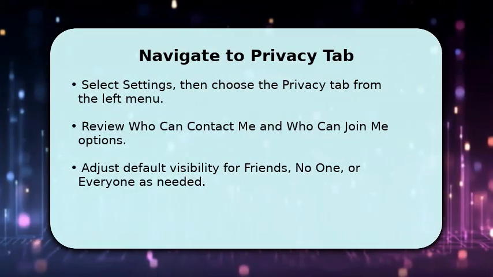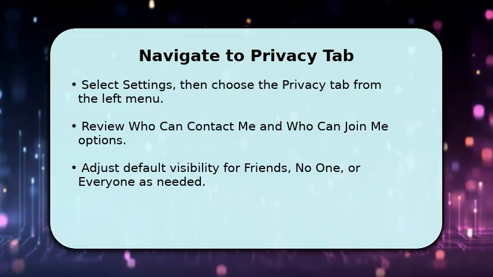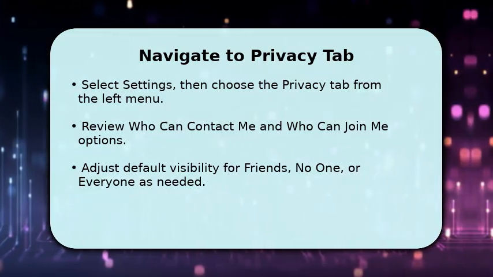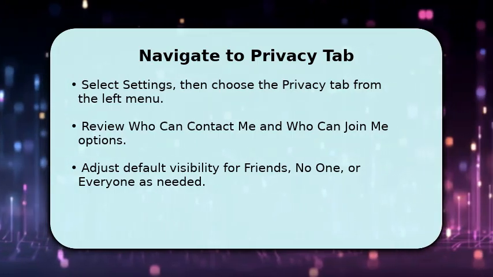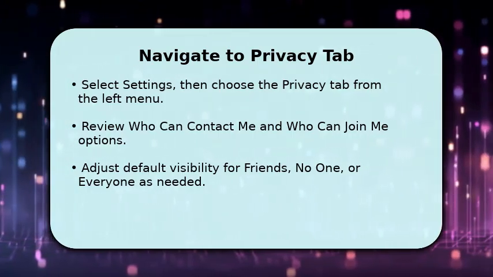Once in Settings, go to the Privacy tab. This is where Contact and Join permissions live. You'll see sections labeled Who can contact me, Who can join me, and other interaction controls. Adjust each to Friends, No One, or Everyone depending on your comfort.